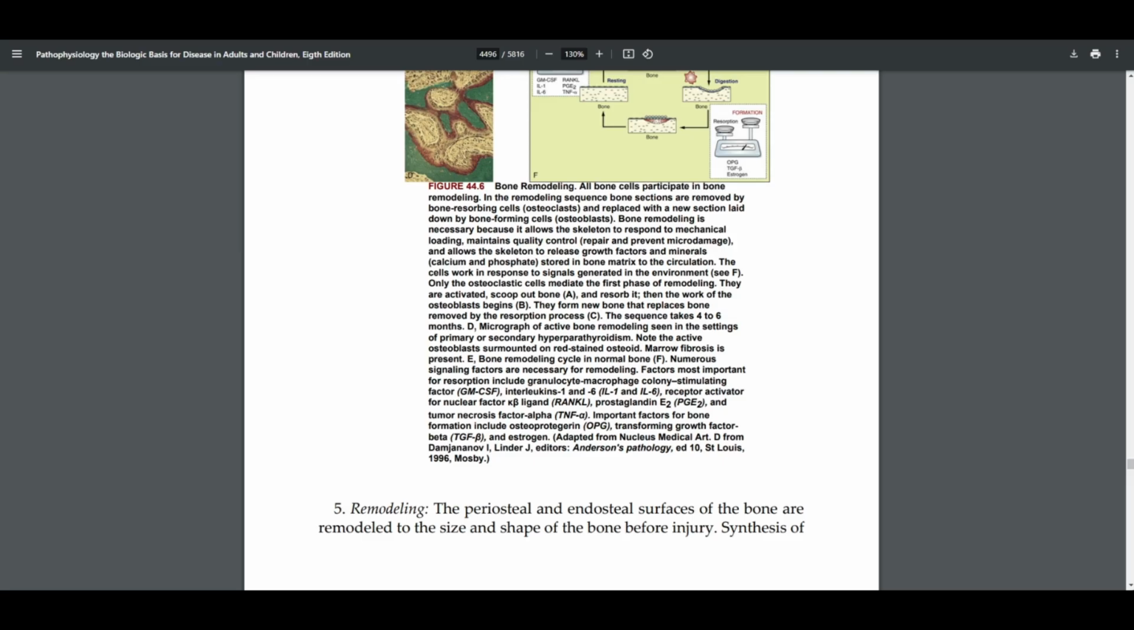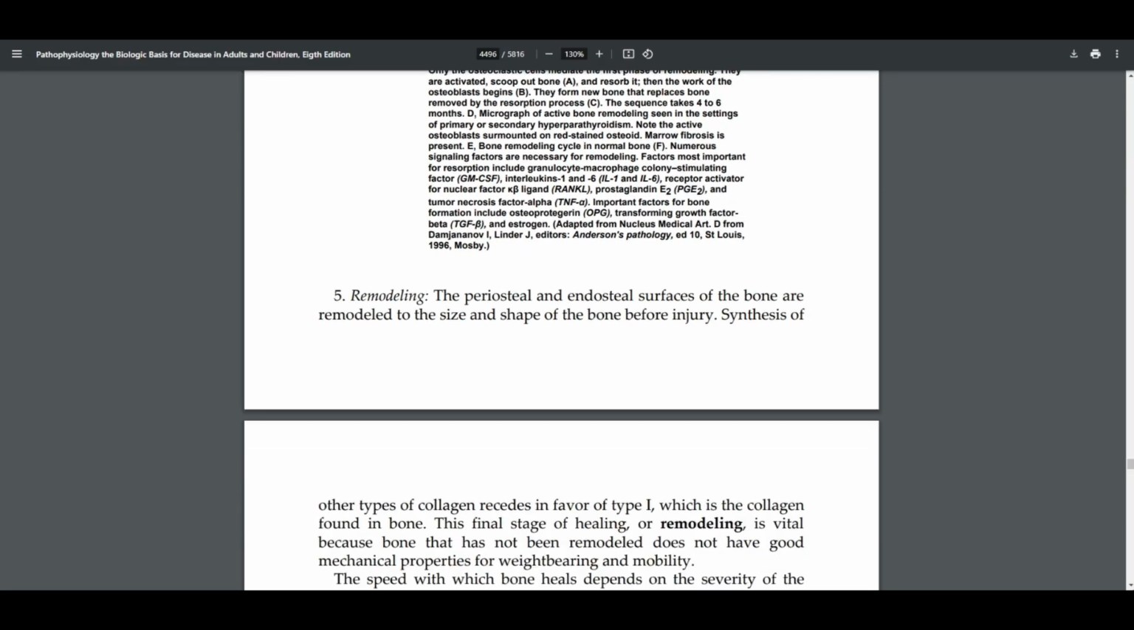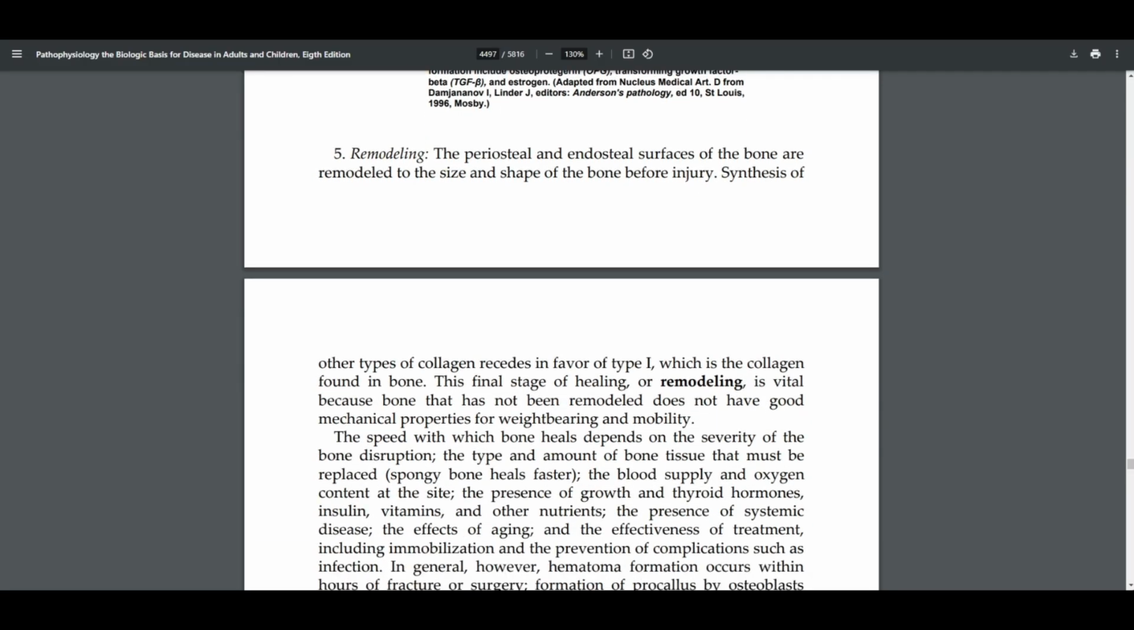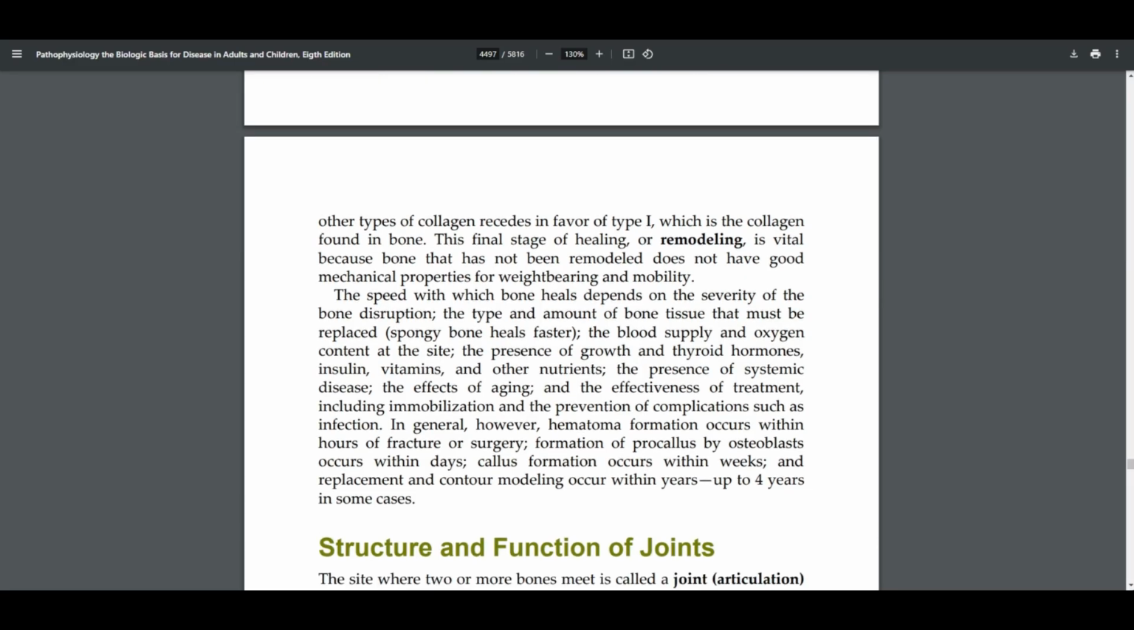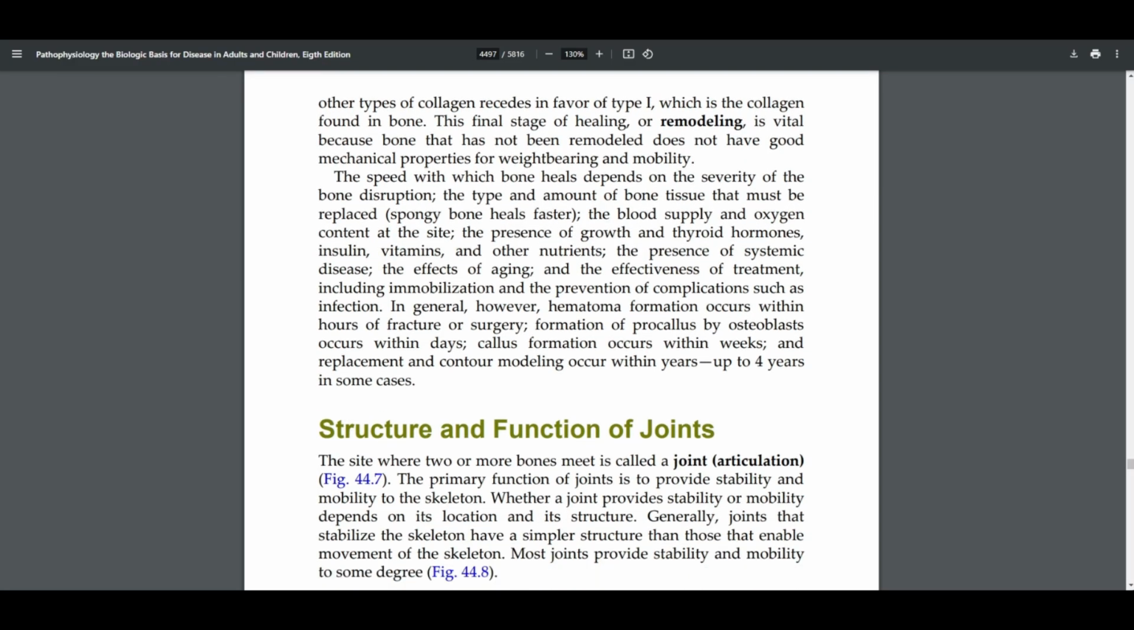Step 5, remodeling. The periosteal and endosteal surfaces of the bone are remodeled to the size and shape of the bone before the injury happened. Synthesis of other types of collagen recedes in favor of type 1, which is the collagen found in bone. This final stage of healing or remodeling is vital because bone that has not been remodeled does not have good mechanical properties for weight bearing and mobility.